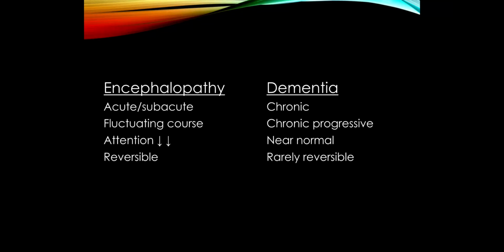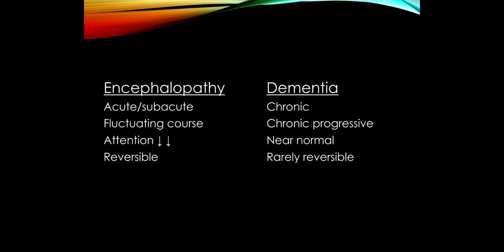And so you should be able to distinguish. We might see someone in the emergency room. There's no family there. We don't know when this started. And you're just interacting with a patient who's confused. How do you know if it's dementia or encephalopathy? So here are some of the distinguishing factors.